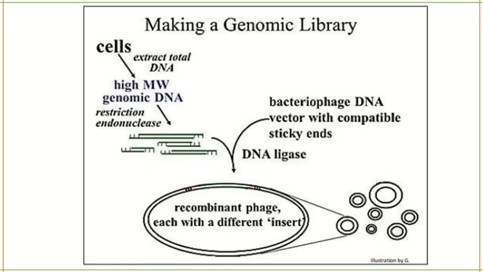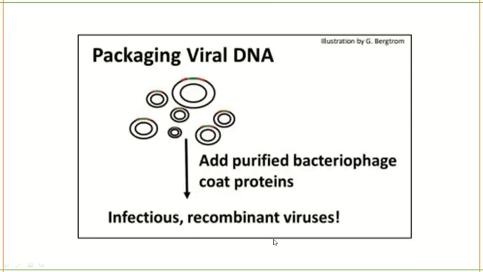Okay. So for making a genomic library, you take the cells and extract the total DNA. Using restriction endonuclease, you cut it into fragments and put that in a vector using the enzyme ligase. This is the recombinant plasmid. From the recombinant plasmid, you transform it into a bacteria or a bacteriophage, whichever is the suitable vector host.